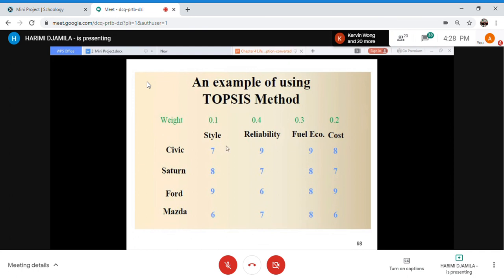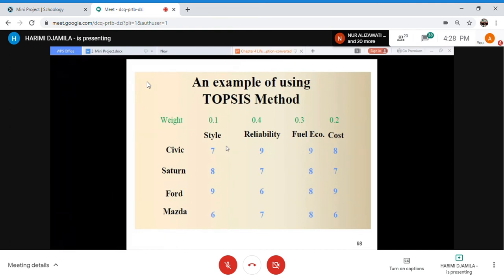So, for example, you have a company, or you want to purchase a car. You have 4 types, and you have 4 criteria. You can choose the car based on style. You can choose it based on reliability, fuel economy, and cost. You want to make a decision and you get lost because you have many choices.